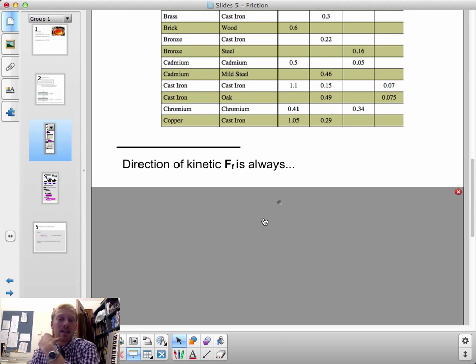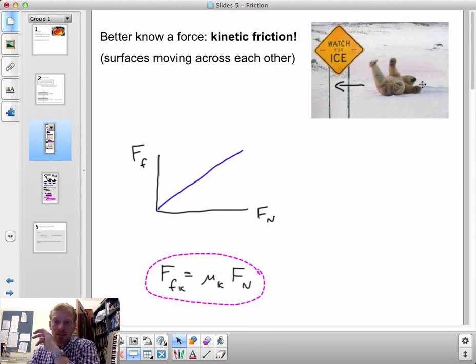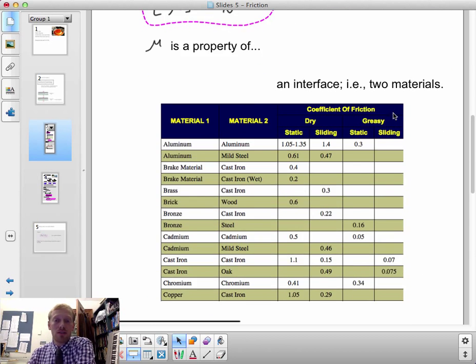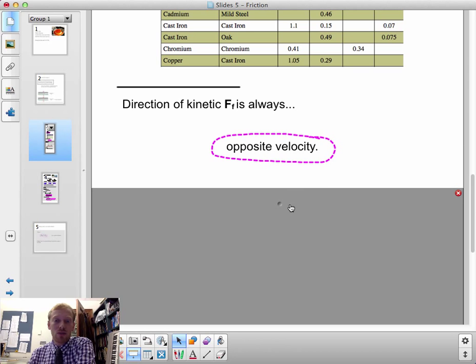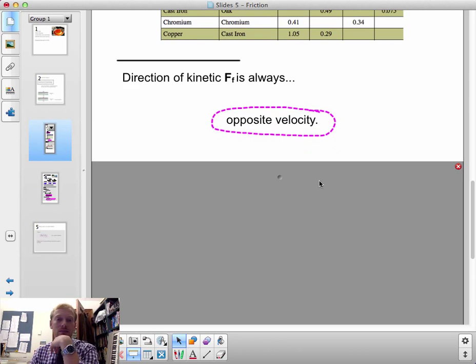The direction of a kinetic friction force is always, let's see, what direction is the force of the ice, which doesn't exert that much friction, but it exerts a little friction on this polar bear? I think it exerts a force opposite the bear's motion. The direction of a kinetic friction force is always opposite to the velocity that an object is sliding.